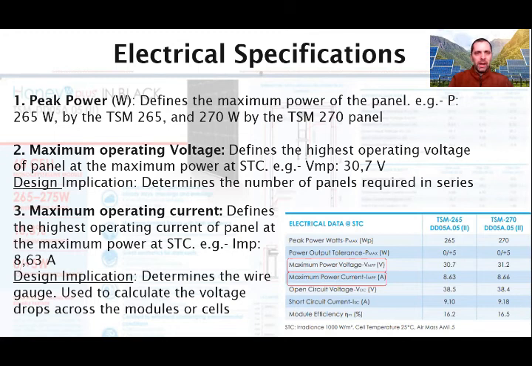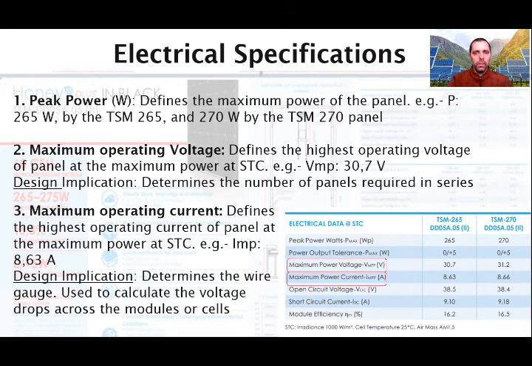The first is peak power. It defines the maximum power of the panel, for example, 265 watt for the TSM265 and 270 watt for the TSM270 panel. Second is maximum operating voltage, which defines the highest operating voltage of the panel at the maximum power at STC, for example, 30.7 volt. It determines the number of panels required in series.